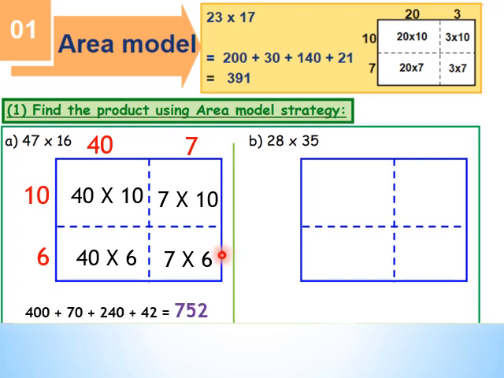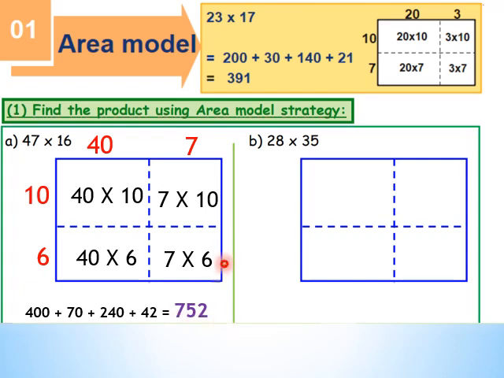Now I will add all the products together. 40 by 10 equals 400, and 7 by 10 equals 70. 40 by 6 equals 240, and 7 by 6 equals 42. I will add them together, so the product will be 752.